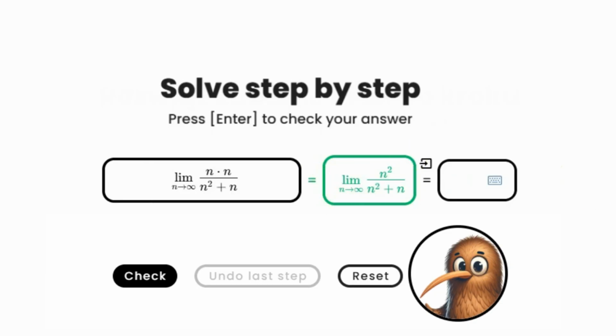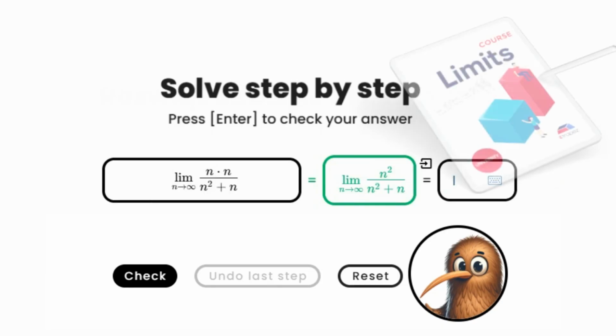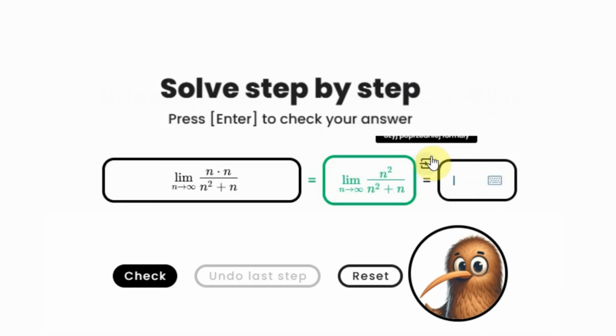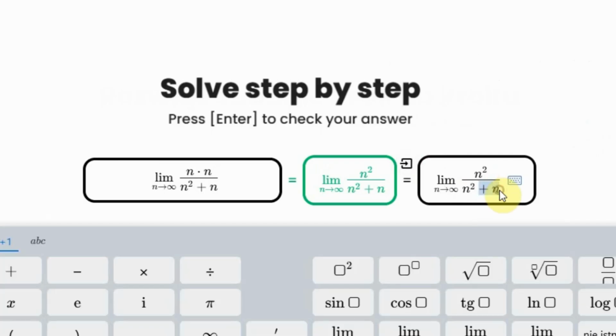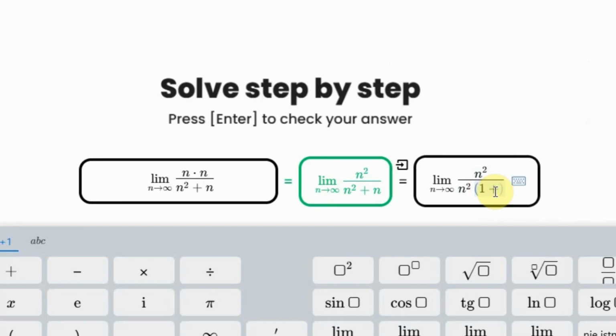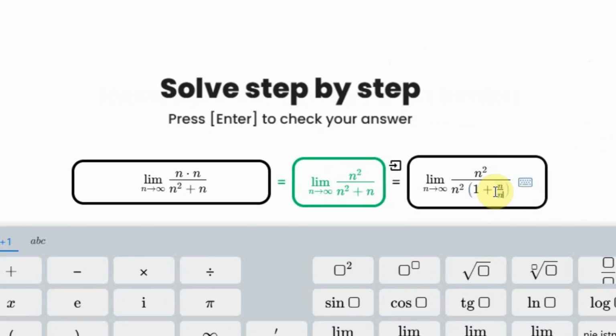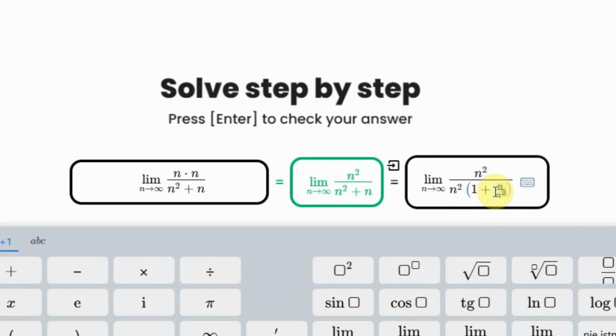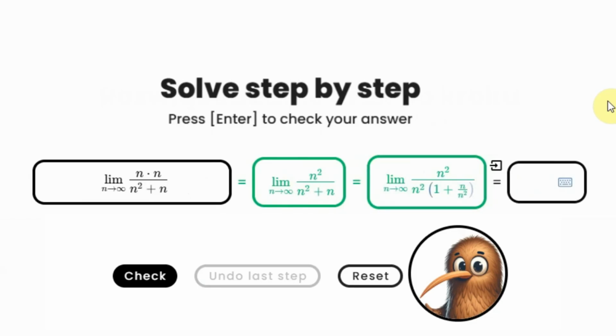The method of factoring out, I assume you are already familiar with it. I also discuss it in my course. On the top, there's nothing to factor out. On the bottom, I factor out n squared. Is that correct, Kiwi? It is. n squared and n squared cancel out.